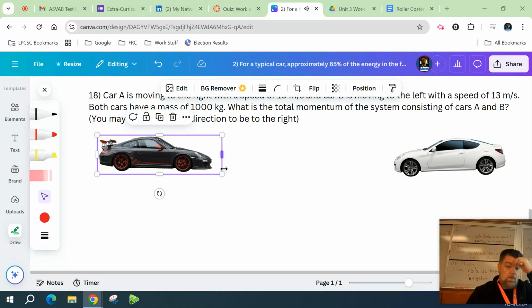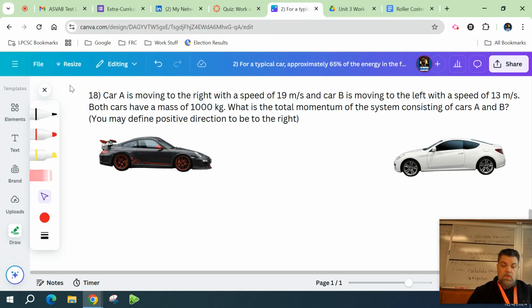All right, so it says car A is moving to the right with a speed of 19 meters per second, and car B is moving to the left at 13 meters per second, and also both cars have a mass of 1,000 kilograms. I like that they said to the right.